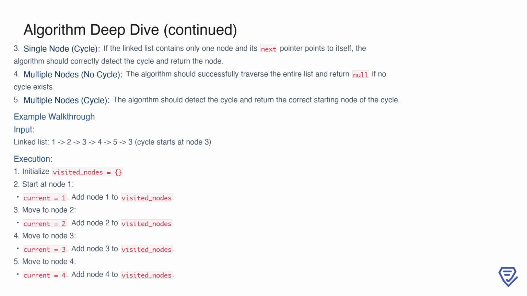Let's walk through an example to understand this better. Imagine we have a linked list represented as 1 2 3 4 5 3, where the cycle starts at node 3. We begin by initializing the visited_node set as empty. Starting at node 1, we add it to the set and move to the next node. At node 2, we add it to the set as well and proceed to node 3. We continue this process for nodes 3 and 4, adding each to the set as we go.